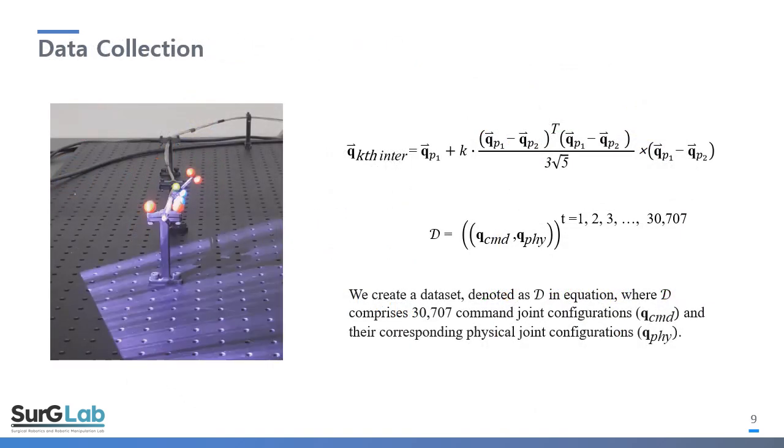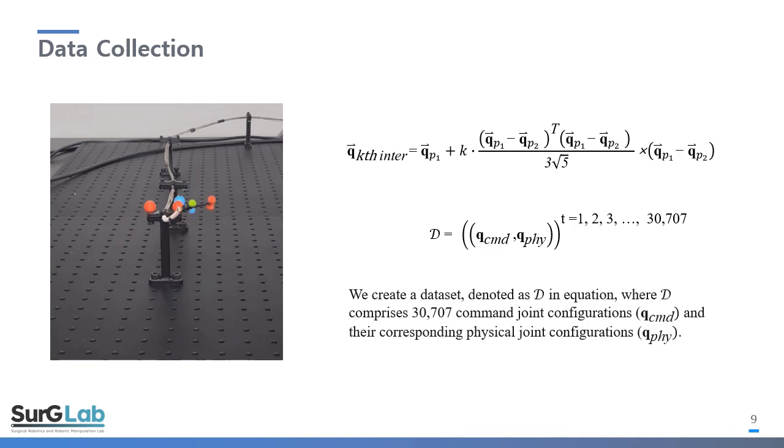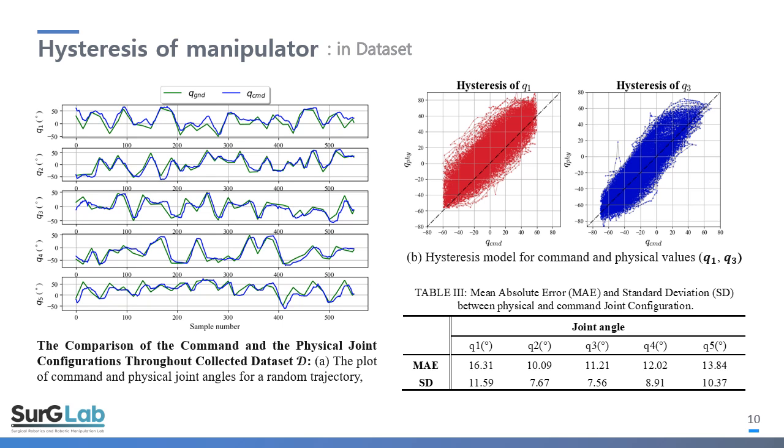We make a random trajectory through an interpolation procedure and did the data collection as you can see in the video. We can see the hysteresis through figures A and B. In B, the hysteresis curve is very complicated and non-linear, making it difficult to use analytic model compensation.